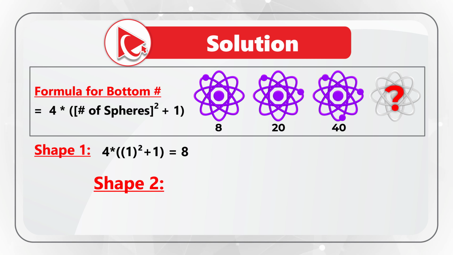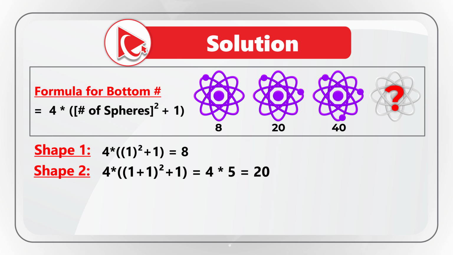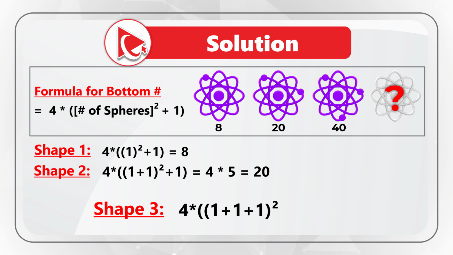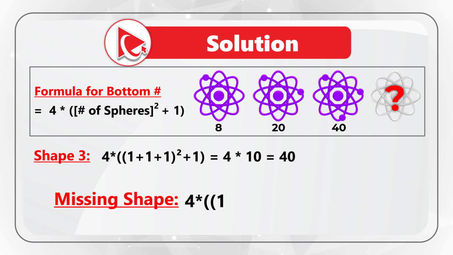For the second shape, 4 multiplied by (2 squared plus 1), which is 4 plus 1, equals 4 multiplied by 5 equals 20. For the third shape, we need to multiply 4 by (3 squared plus 1) equals 4 multiplied by 10 equals 40. So to calculate the bottom number for the missing shape, we need to multiply 4 by (4 squared plus 1) equals 4 multiplied by 16 plus 1, 4 multiplied by 17 equals 68.